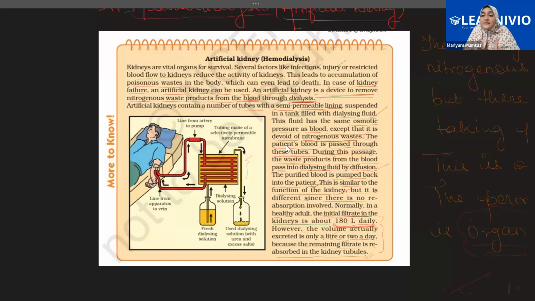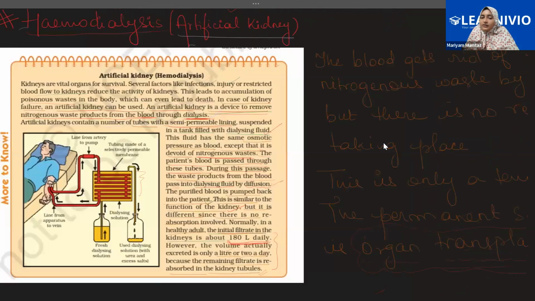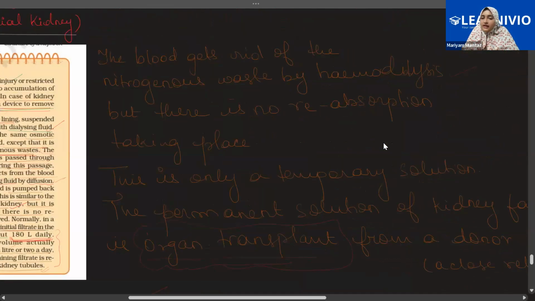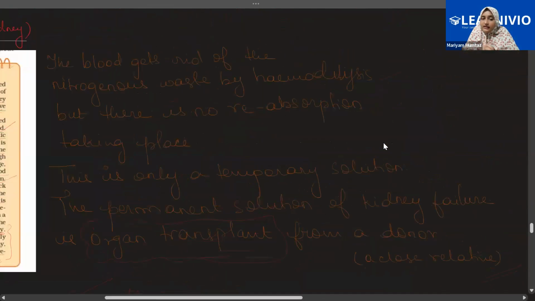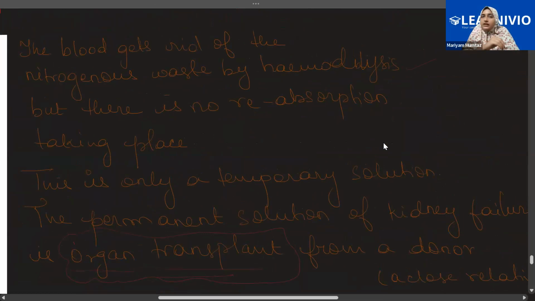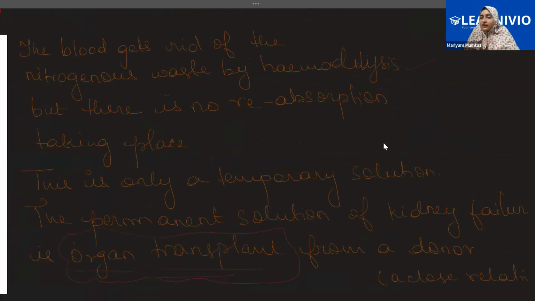Apart from that, this process is painful. It's not so simple as it looks. It's very painful. A person has to undergo a lot of pain when this is done, because I've seen this being done in real life also. So a person has to find a permanent fix for it. That is organ transplant. And the donor kidney has to be from a closer relative, so that it does not get rejected by our body.